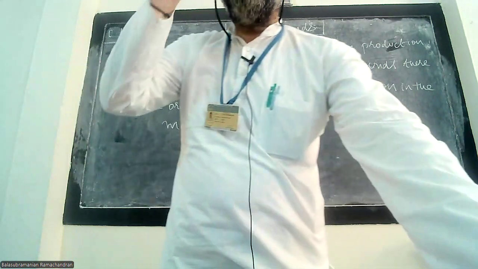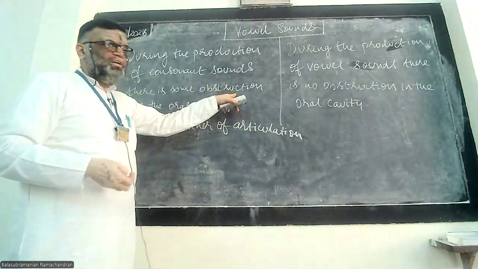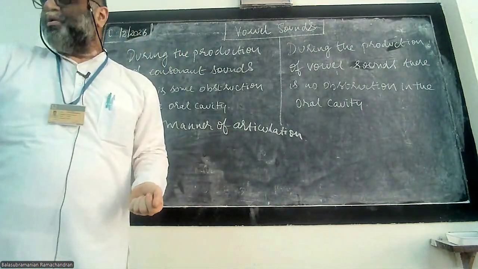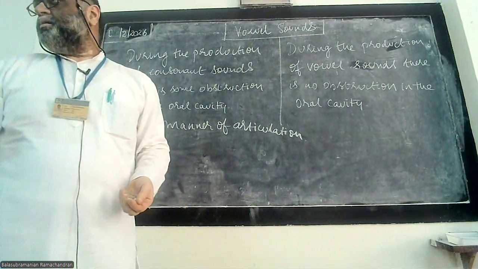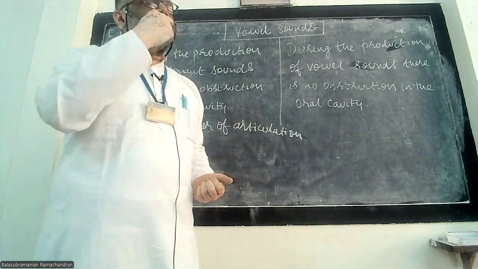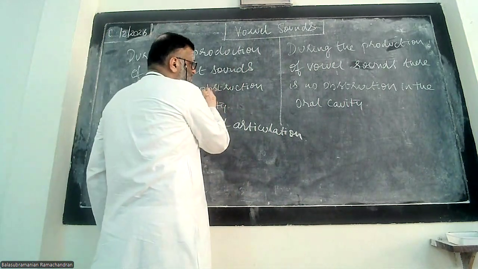So there's some form of friction or stoppage of the air due to the obstruction, and the obstruction is created by what? By the articulators, either by the lips or by the tongue. Okay, mainly by the lips and the tongue, and the action of the tongue against the roof of the mouth. You are clear about this? Okay, so this obstruction is created by the articulators.